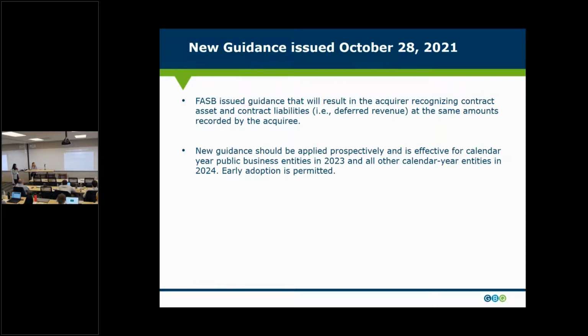I don't think it's coming out in 2023 or 24, but early adoption is permitted. So just have that on your radar if you have deferred revenue, or if you're a company that has it, it might be getting treated differently on your next acquisition.